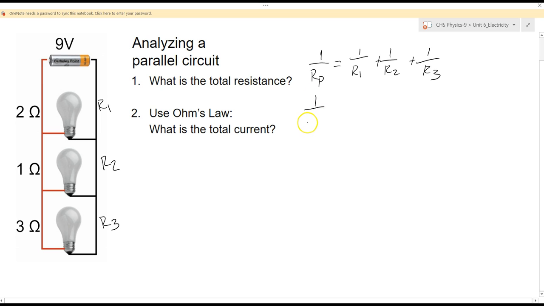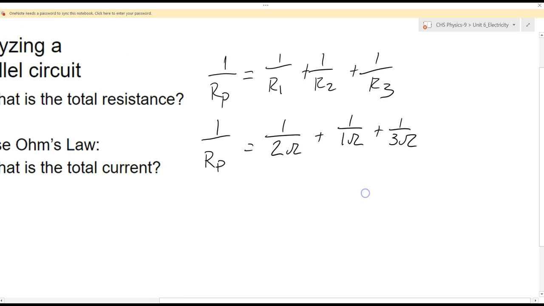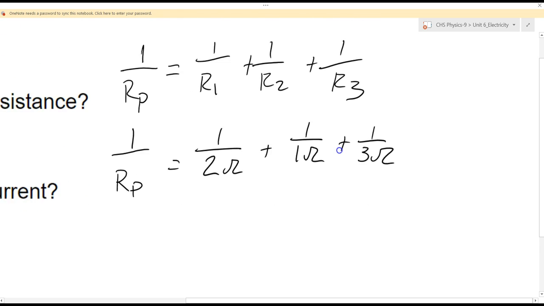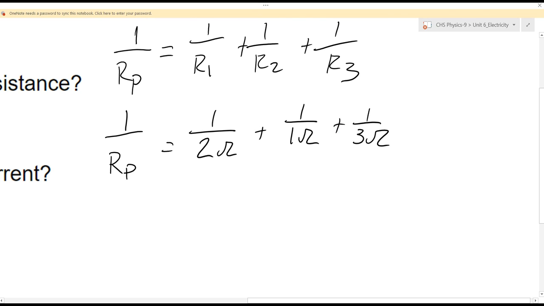So 1 over Rp equals 1 over, so R1 I said was 2 ohms, plus 1 over 1 ohm, plus 1 over 3 ohms. So let's just zoom in on this because that's the interesting stuff for now.